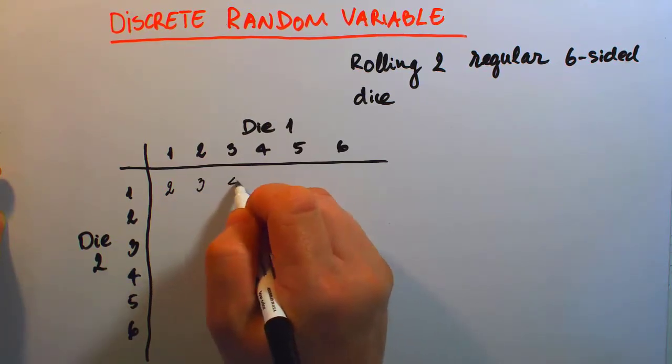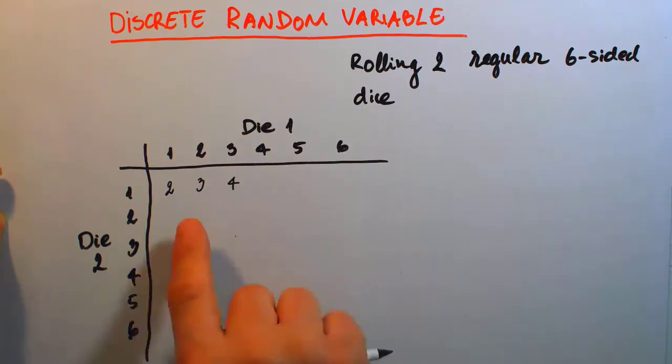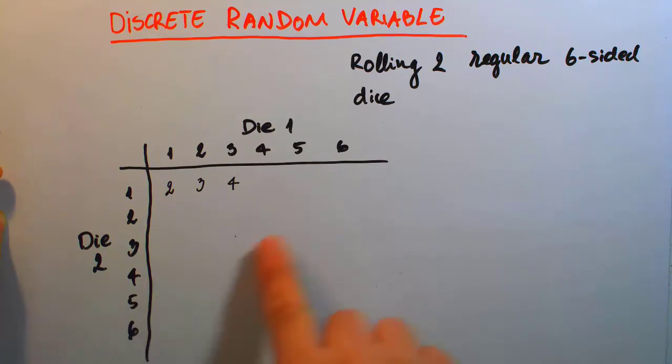And then here we can see that there's a repetitive pattern in how we can create all the sums of the outcomes from the 2 dice. So 2, 3, 4, 5, 6, 7.